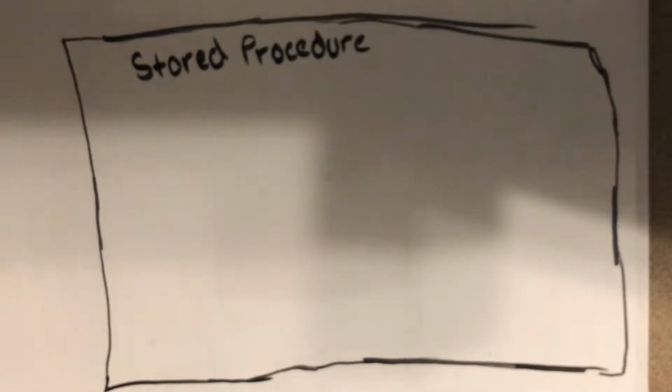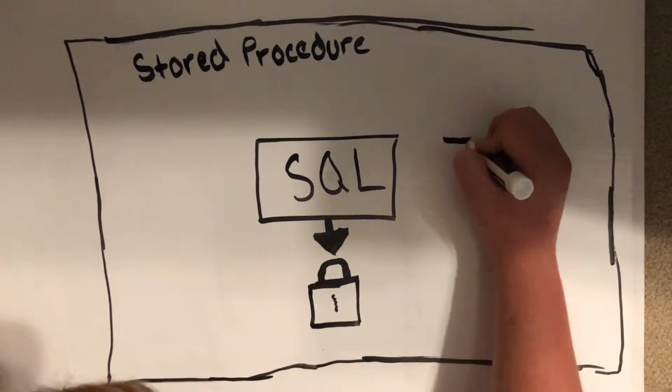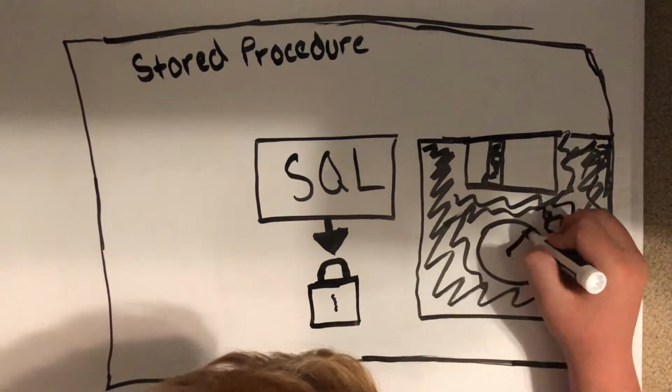A stored procedure is a previously written SQL statement that has been stored or saved into a database. One way to save time when running the same query over and over again is to create a stored procedure that you can then execute within the database's command environment.